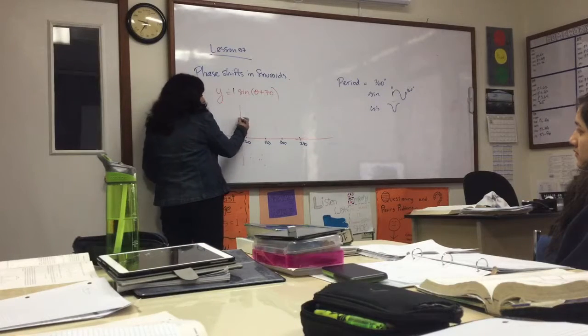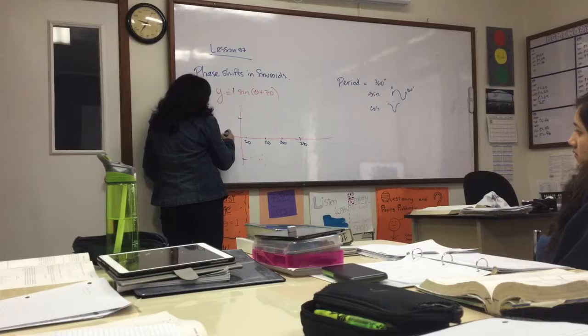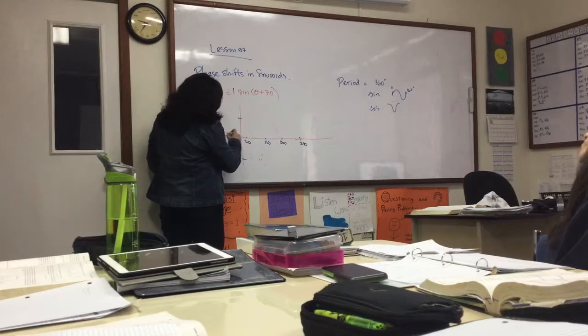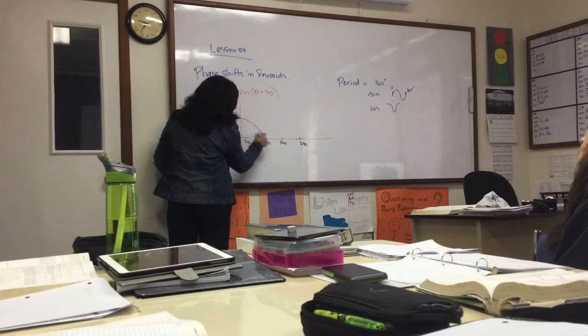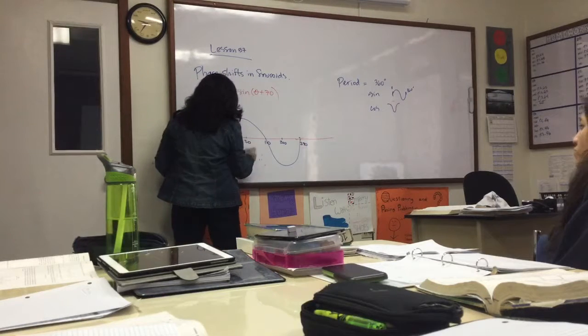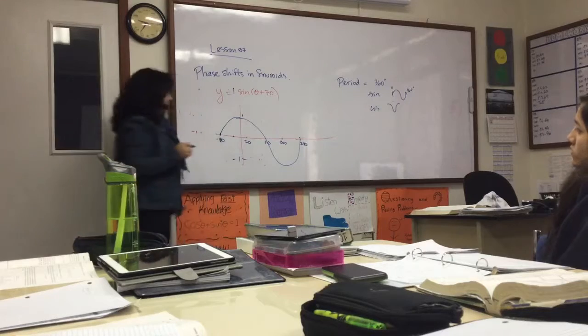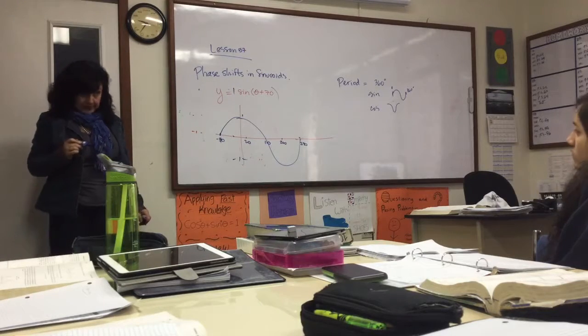The amplitude is still 1, so this is still 1. So you do the same exact thing. You have to figure out that half though. Right? And this would be minus 1, and this would be 1. Does everybody see that?